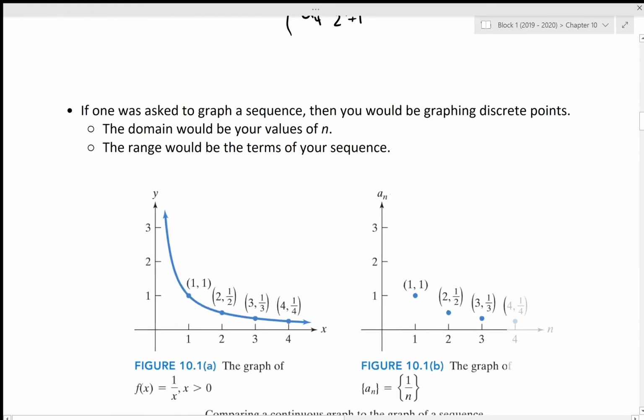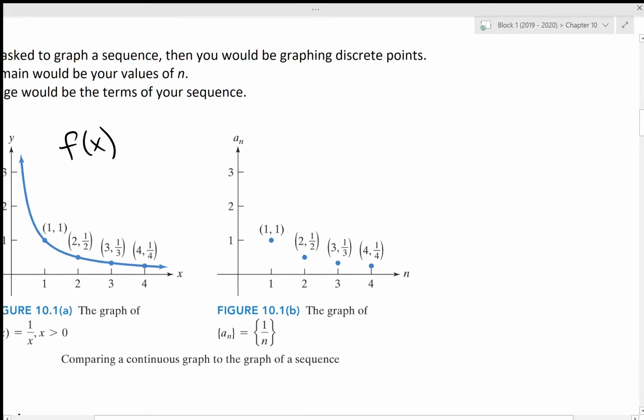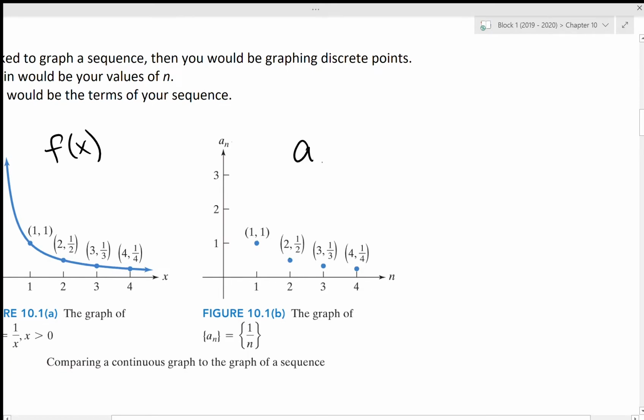Something to keep in mind: when it's talking about sequences, they are similar to functions, but they are different. The one on the left, this graph, is f of x. This is as if I had the function 1 divided by x. Technically, x could be whatever it wants. It just all depends on what the y is when we have a function. However, when we're talking about a sequence, technically your domain, your n, must be a natural number: 1, 2, 3, and so on and so forth, counting numbers.